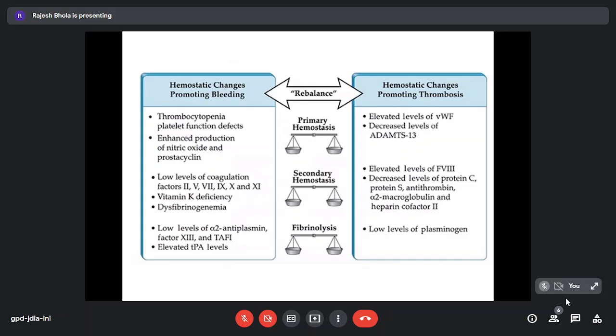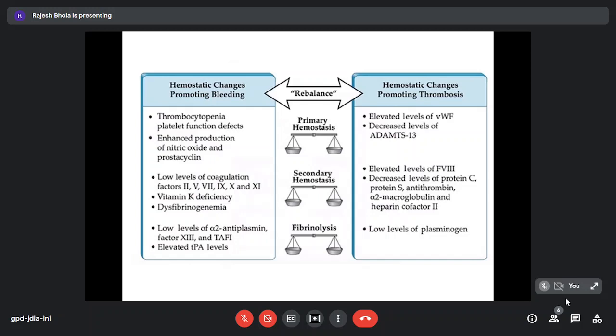Second, secondary hemostasis. So what is the defect you see? You see that there are low levels of coagulation factors like factor 2, 5, 7, 9, 10, 11. There is a vitamin K deficiency and there is a dysfunctional fibrinogen, or dysfibrinogenemia. How is it balanced? It is balanced by elevated levels of factor 8 or decreased levels of protein C, protein S, antithrombin, alpha 2 macroglobulin or heparin cofactor 2, because they are synthesized by the liver.